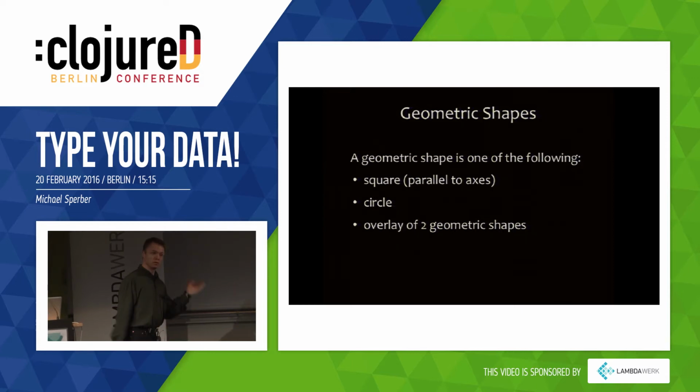And here's the important part of the problem statement. It says, well, a geometric shape is one of the following. It's a square, a circle, or overlay of two geometric shapes. And all this happens in the two-dimensional plane.